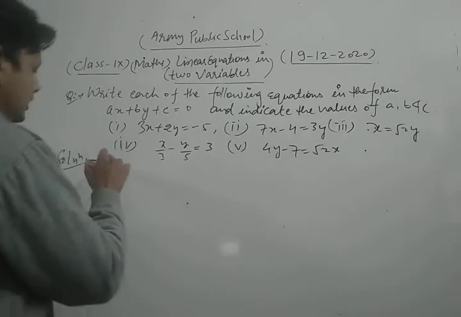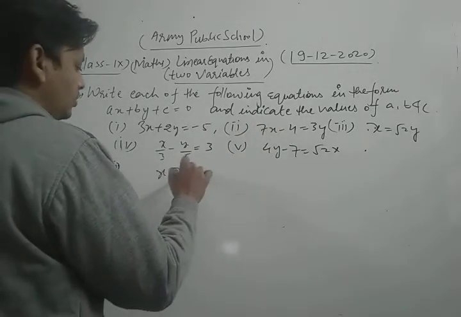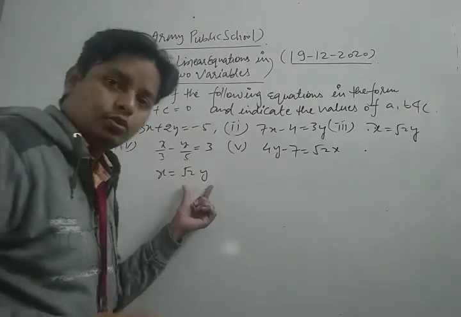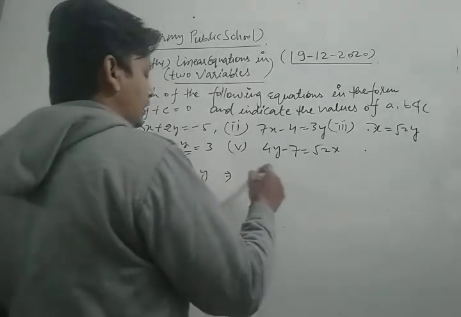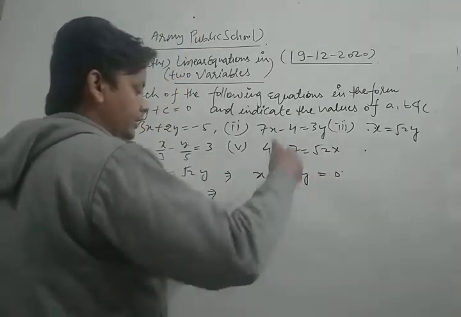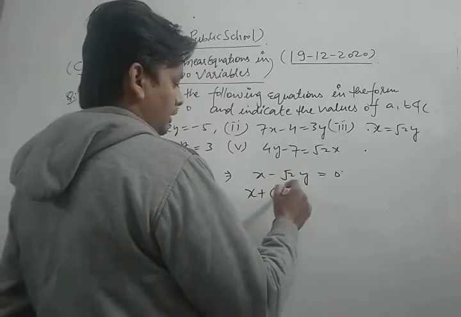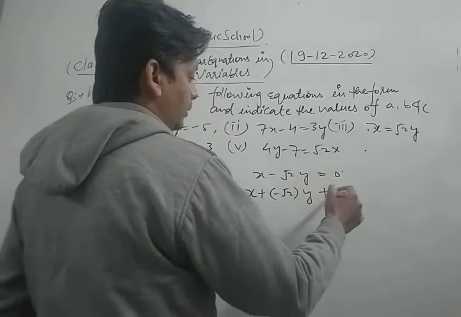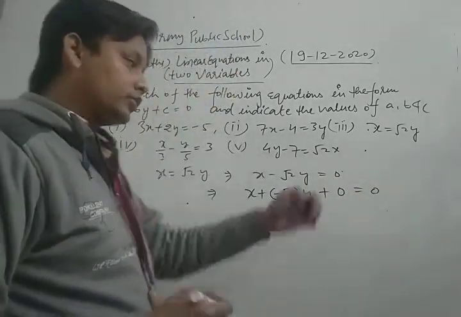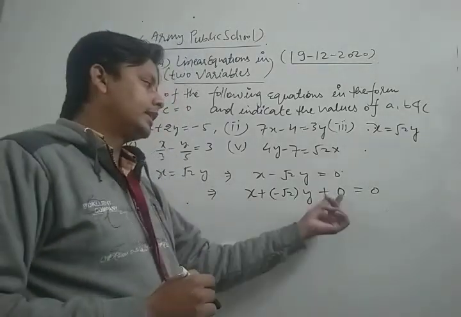Dear student, the next part of this question is x is equal to under root 2 y. This is a very easy question. First of all we transfer minus under root 2 y to the other side, so we get x minus under root 2 y is equal to 0. Now we can write the given equation in the form x plus, we write minus under root 2 into y and plus 0 is equal to 0. Because here no constant term is involved in that equation, so we can write plus 0.